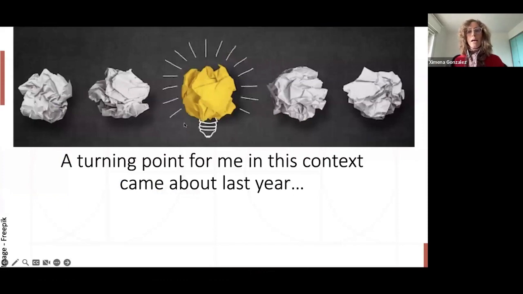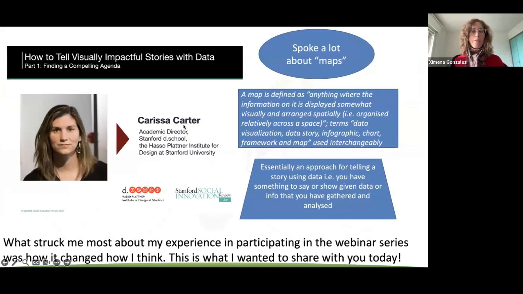A turning point for me in this context came about last year, when I attended a 2-part webinar hosted by the Stanford D School. It was titled How to Tell Visually Impactful Stories with Data, and run by Professor Carissa Carter. She spoke a lot about maps and defined a map as anything where the information on it is displayed visually and arranged spatially, i.e. organized relatively across a space. And just so that you are aware, the terms data visualization, data story, infographic, chart, framework, and map are used quite interchangeably.